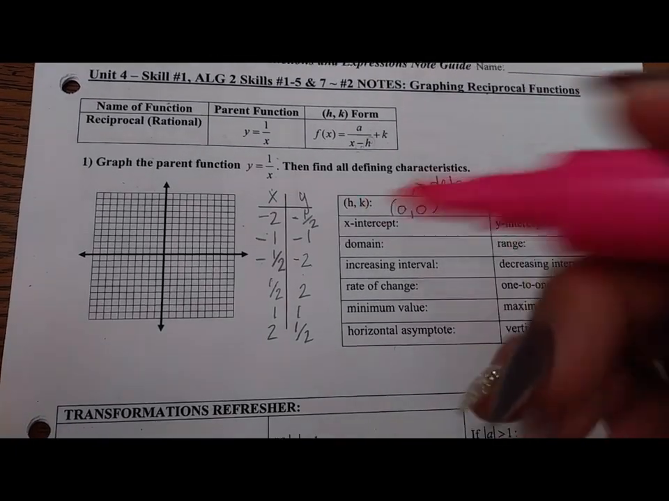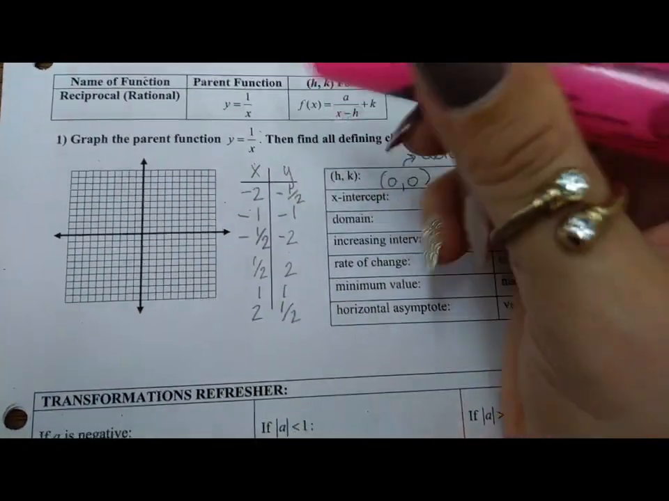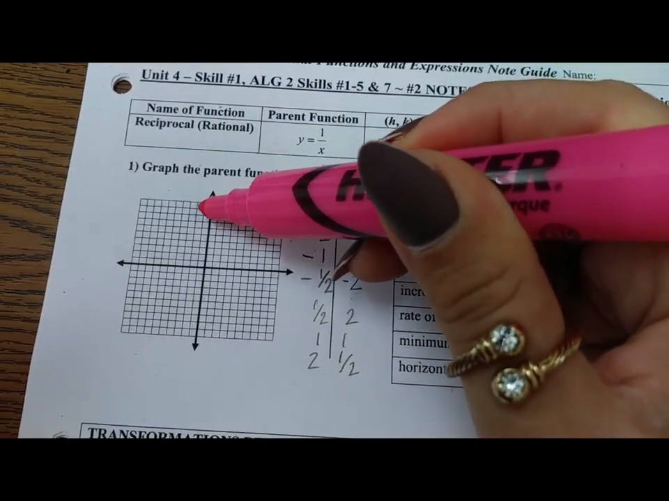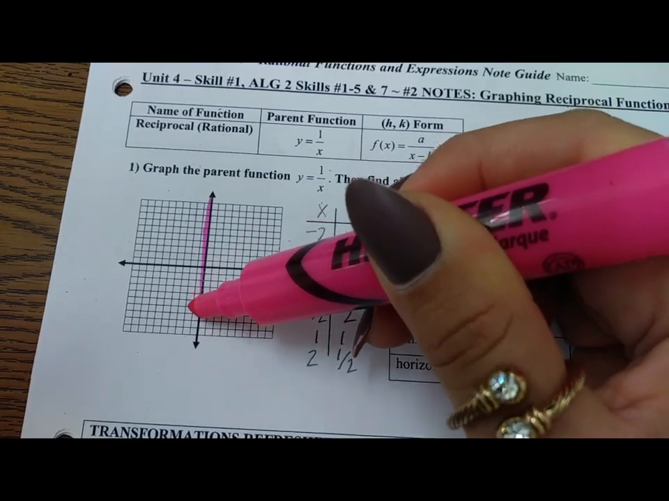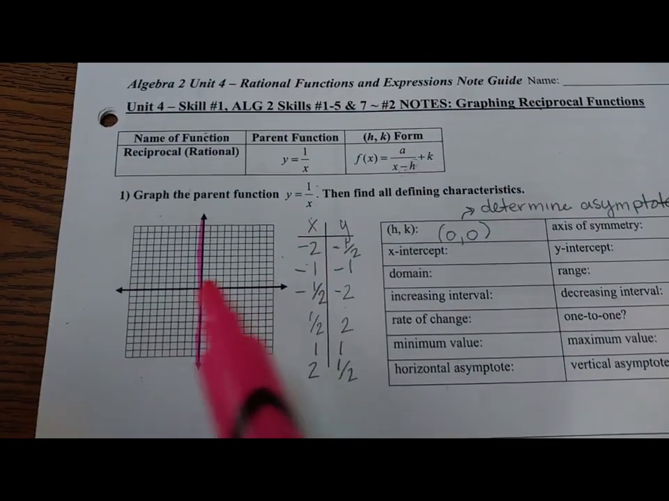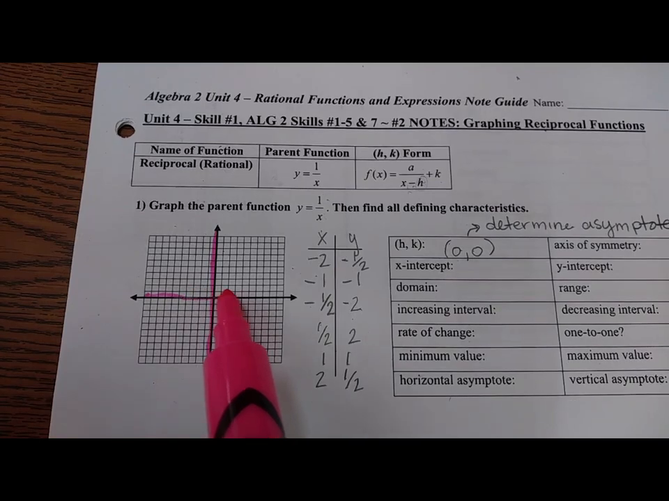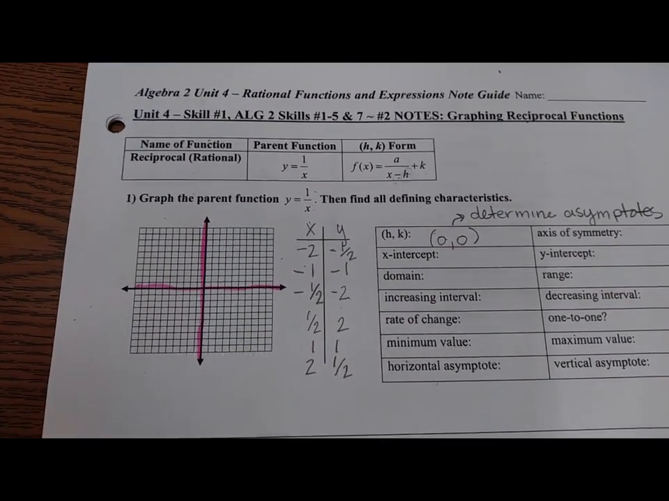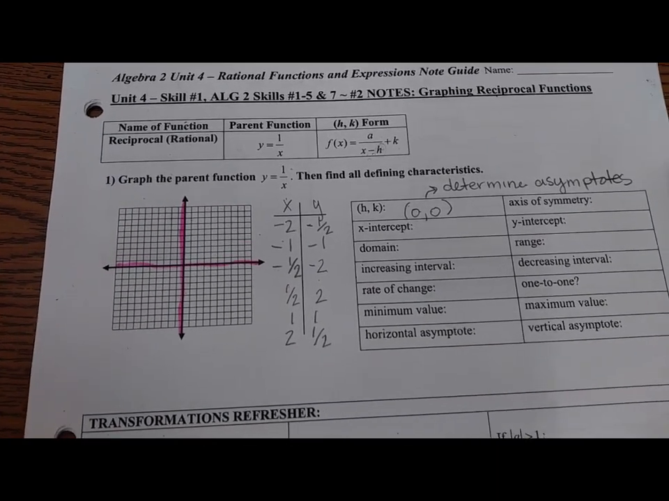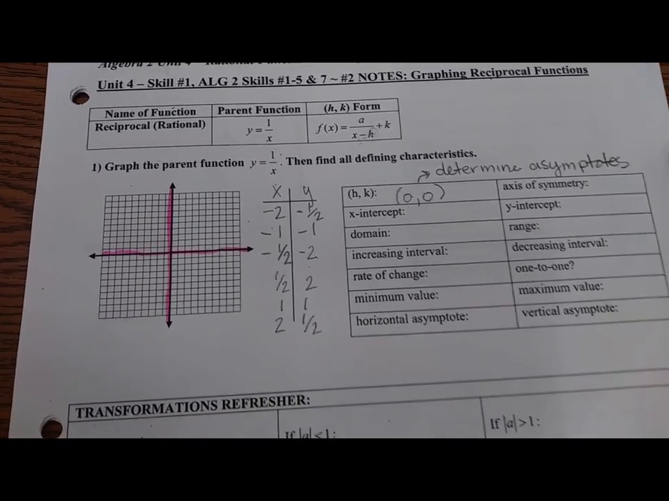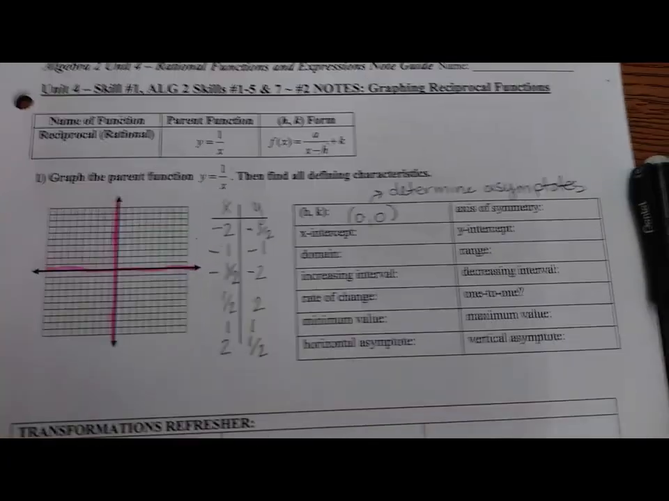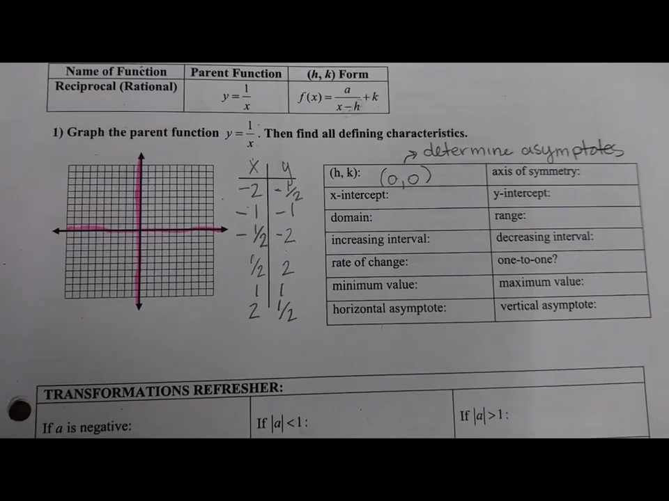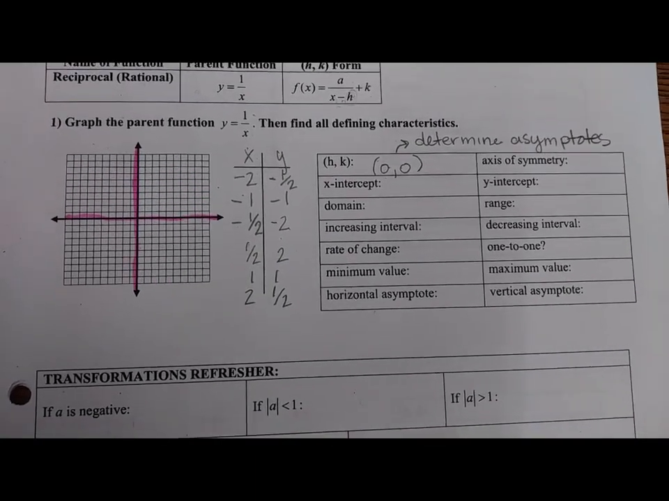So asymptotes are where the line approaches but never really touches. So I know that my asymptotes are going to be 0 on the y-axis and 0 on the x-axis. I know that was a little squiggly. But I know that my graph will approach the x-axis and the y-axis and will never touch them. It'll approach, but it'll never touch these axes.